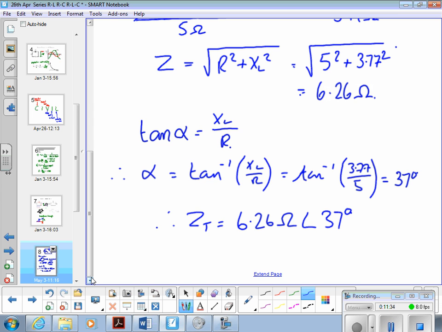Well, if you've got an impedance that's not at 0, which is a resistor, then you aren't fully describing it if it doesn't include the angle.